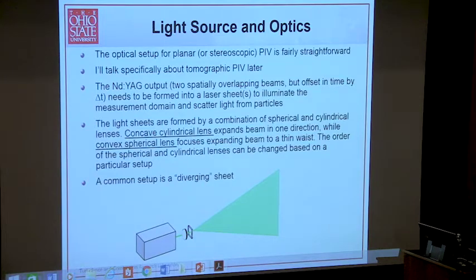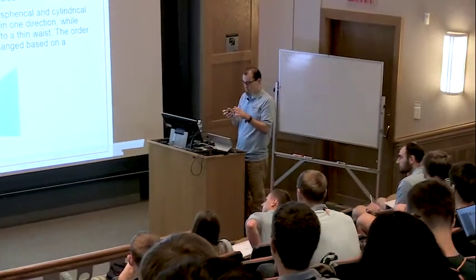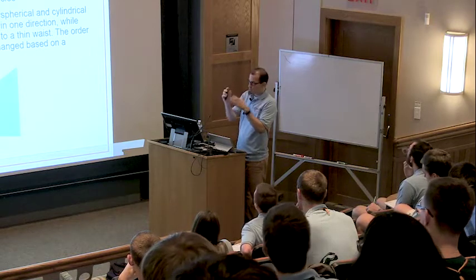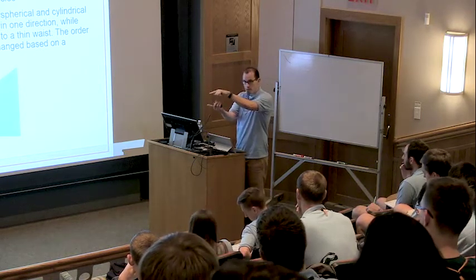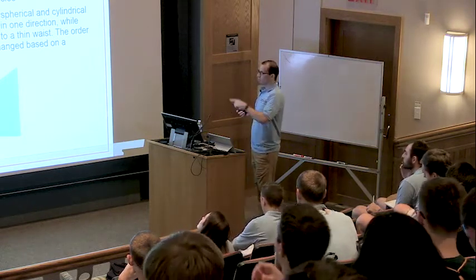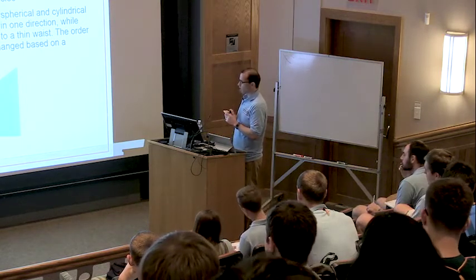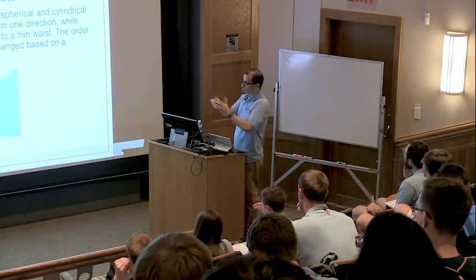So again, do you want a diverging sheet or do you want a collimated sheet? If you want a collimated sheet, you typically will have the cylindrical lens first, so the beam starts to diverge only in one dimension, and then when it hits the spherical lens, it will collimate in the direction that was diverging and focus in the waist of your sheet. If you have the spherical lens and the cylindrical lens in this order, and depending on how you match the focal lengths, you actually get a diverging sheet that is focusing in its waist.